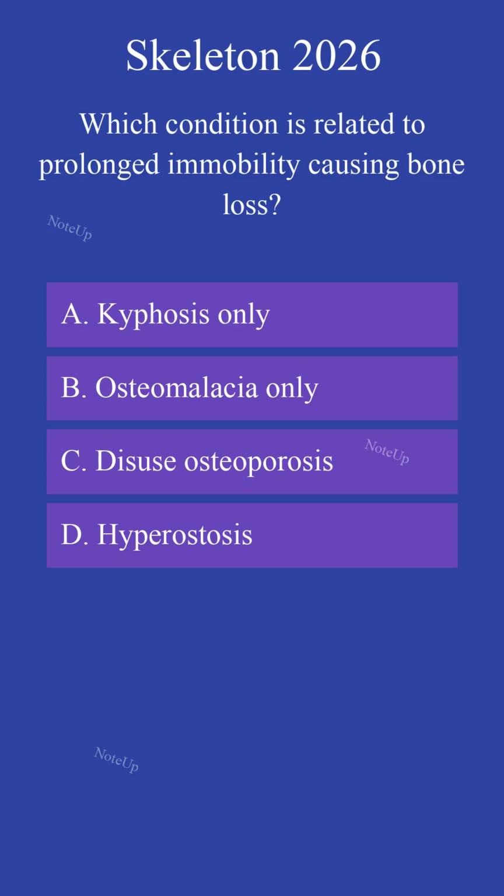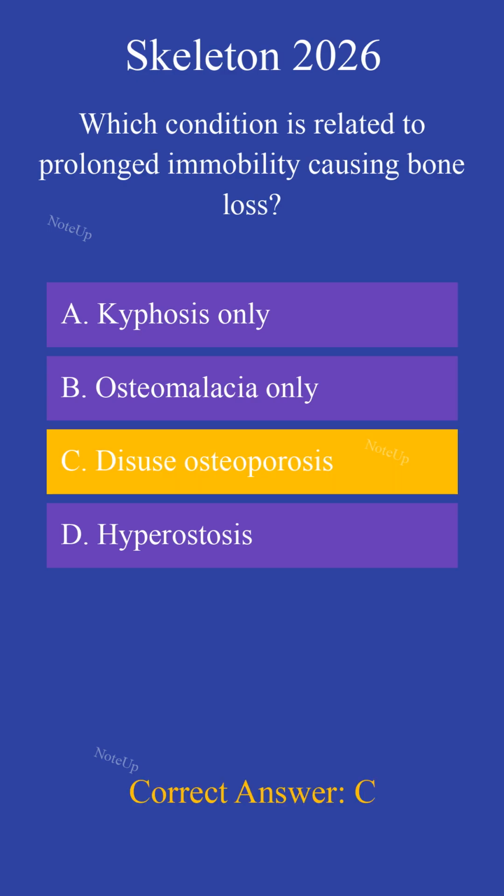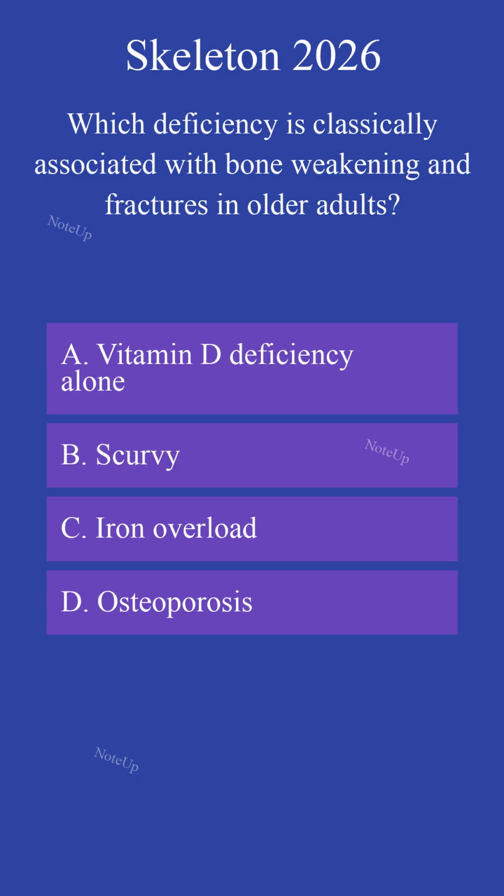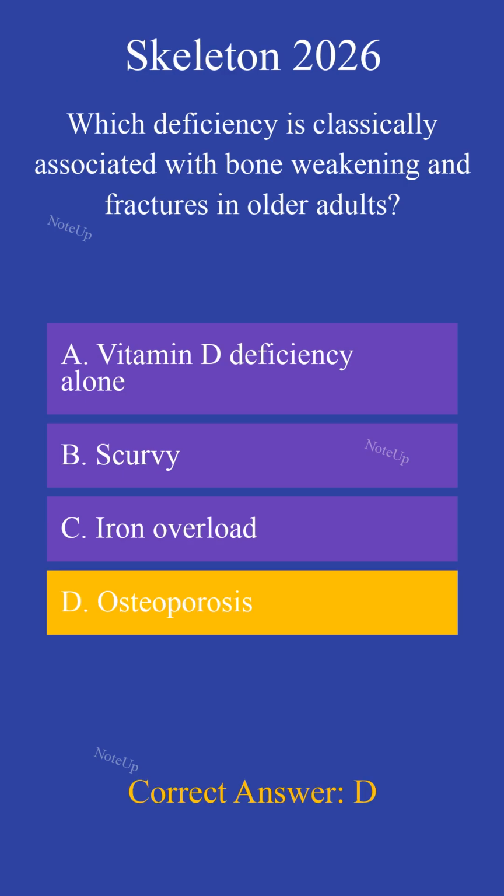Which condition is related to prolonged immobility causing bone loss? The correct answer is C, disuse osteoporosis. Which deficiency is classically associated with bone weakening and fractures in older adults? The correct answer is D, osteoporosis.